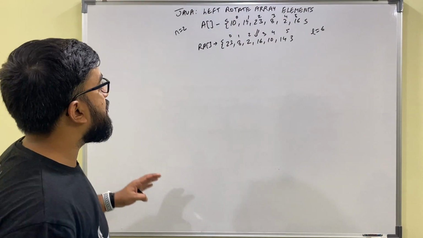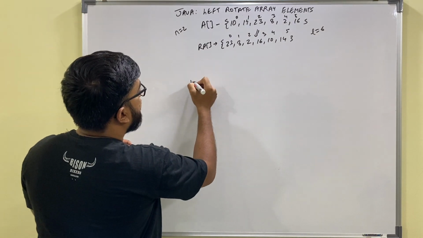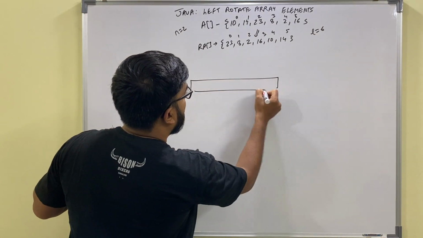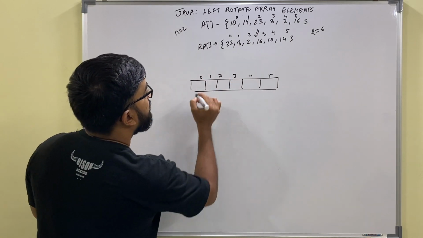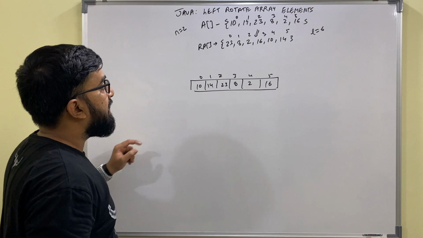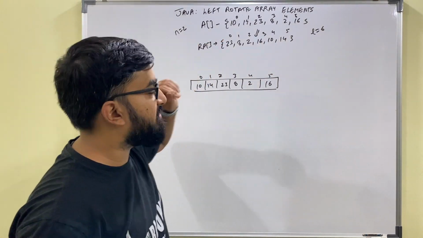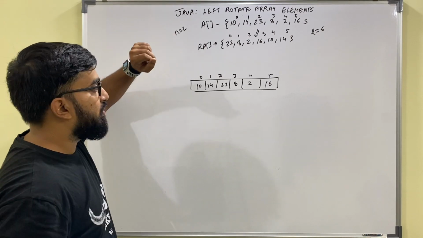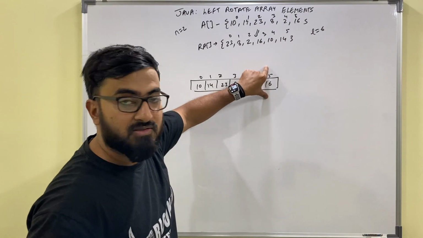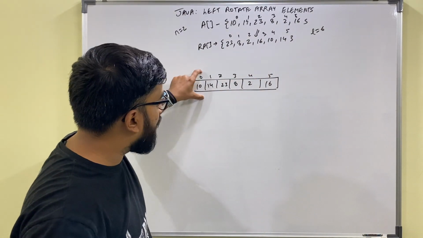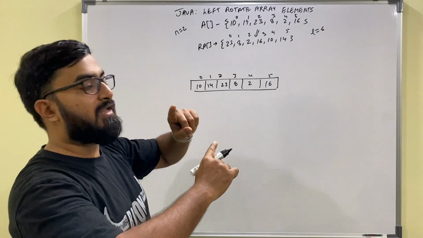So in this case, we don't have this extra array, right? If I have an array A like this, with 1, 2, 3, 4, 5, 6 locations, and the values are 10, 14, 23, 8, 2, 16, and I need to get this, but this has to be within the same array. I cannot use an extra array, for a given value n equal to 2. So what I'm going to do is rotate this once, and I'll keep the code for rotating this once in a separate function, and then I'm going to call that function n times.